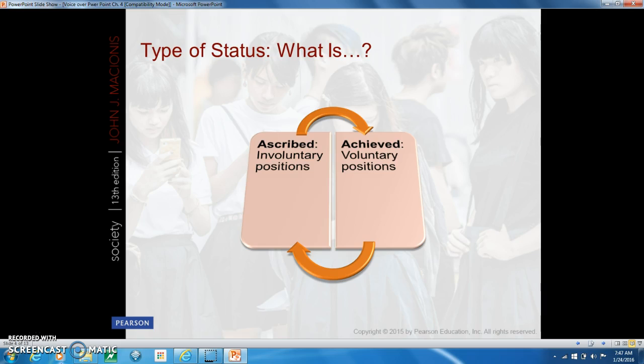Now, there are two types of statuses. We have an ascribed status and an achieved status. Ascribed statuses are those assigned to individuals by birth or tradition. They can be predicted and trained for from the moment of birth.